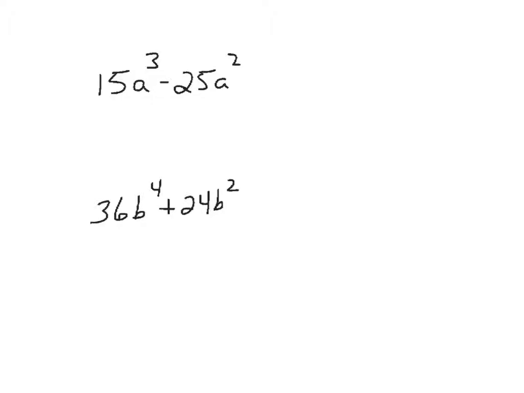Here are a couple more examples. The first one I have, 15a cubed minus 25a squared. I am taking a look at both of those terms, and I am trying to figure out what's common. Well, in 15a cubed and 25a squared, in just the numbers themselves, I have a common factor of 5, so I can take a 5 out. As far as the a cubed and the a squared, I have a common factor of a squared, so I can take an a squared out.